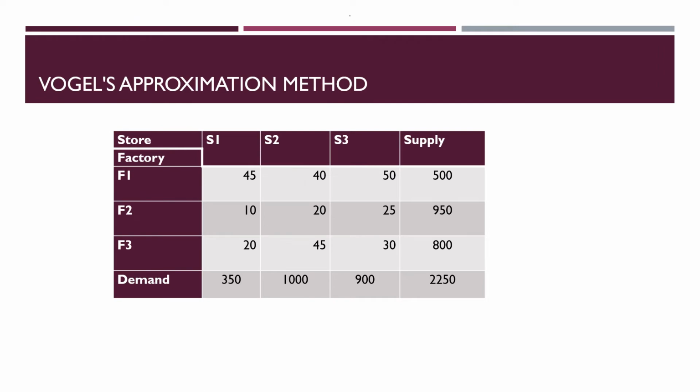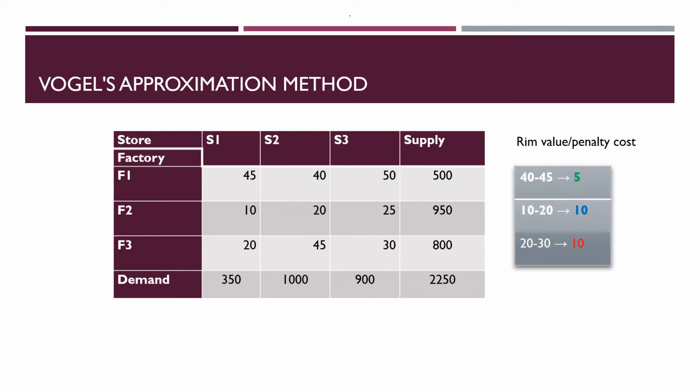The next initial solution method is Vogel's approximation method. Vogel's approximation method is based on the penalty cost. Penalty cost is the difference between the two lowest costs. And in this question, we are going to identify the penalty cost of each column and each row. In the first row, when we take the penalty cost, the two lowest costs are 40 and 45. The difference is 5. Likewise, we are going to calculate the penalty cost of each row.